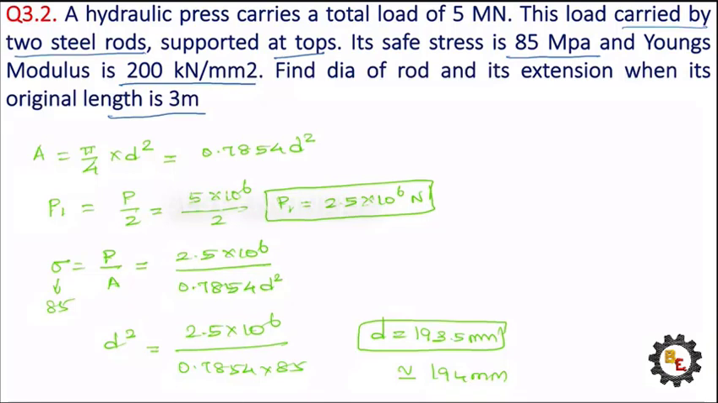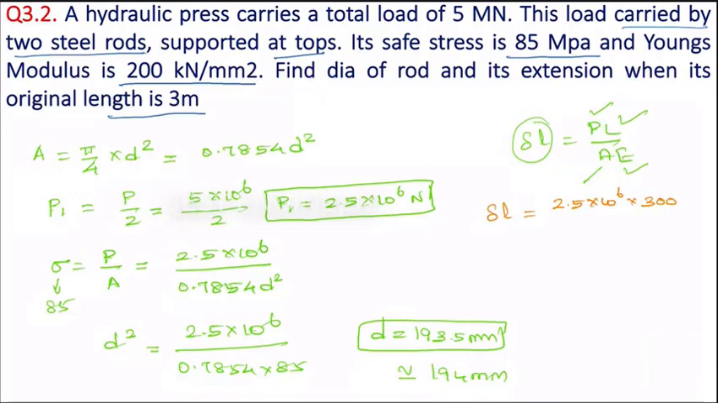Let's find the change in length. Change in length equals PL divided by AE. Here we know the load, length, area and Young's modulus, so we can find the change in length. So change in length equals load 2.5 into 10 power 6 into length 3 meter, that is 3000 millimeter, whole divided by area, 0.7854 into diameter 194 square, into Young's modulus 2 into 10 power 5.